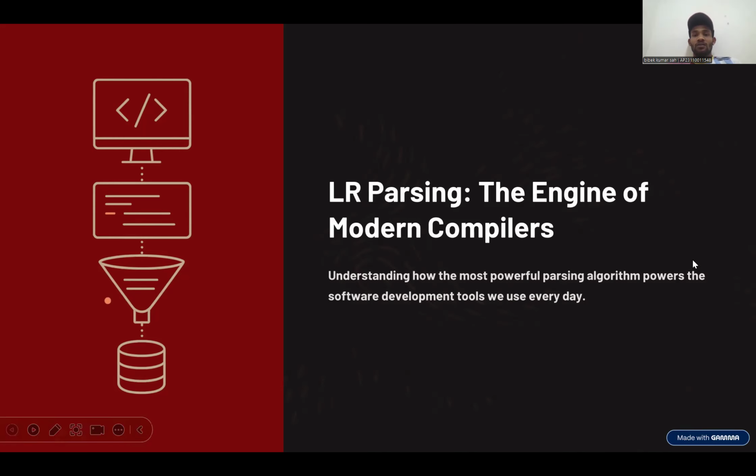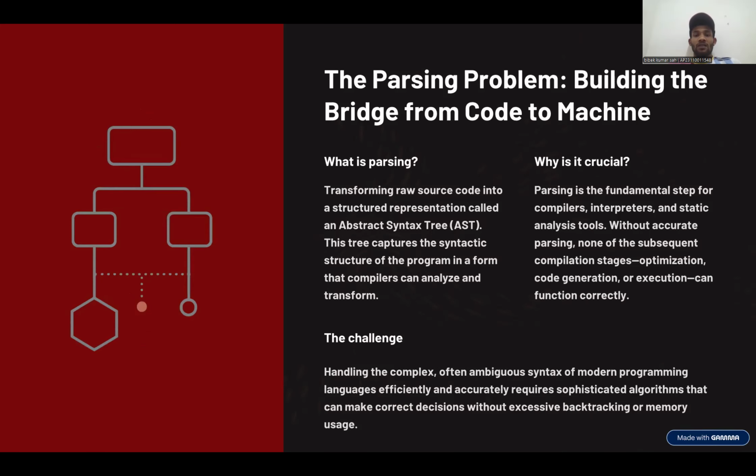So now slide 2, the parsing problem. In any programming language, the source code written by developers must follow strict grammatical rules, known as syntax. So the role of parsing is to check whether the code follows these rules and to organize it into a structured format that the computer can understand.